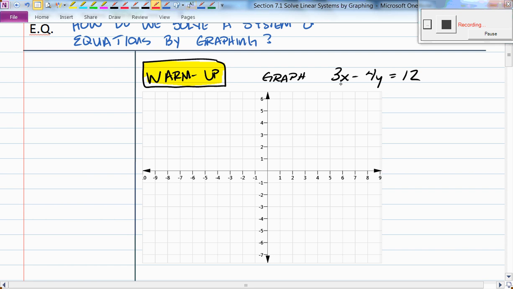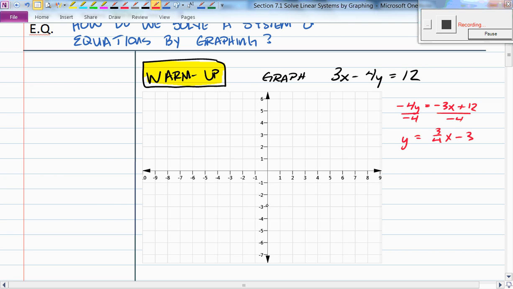What I want you to do is graph 3x minus 4y equals 12 on this coordinate plane and realize that this is in standard form. Hopefully you've got an answer, but there's one way you can do it. We can change this into slope-intercept form by saying negative 4y is equal to negative 3x plus 12, and then divide everything by negative 4. And so we would get y equals 3/4 x minus 3.